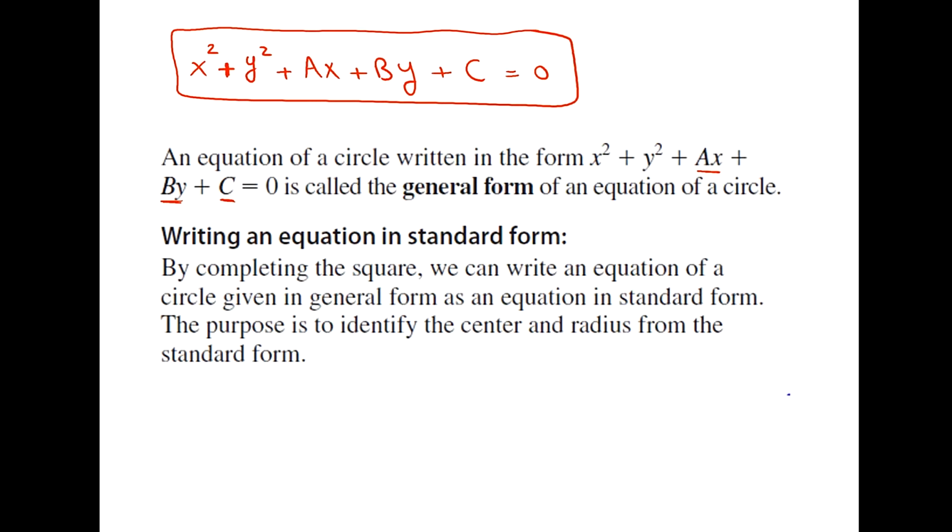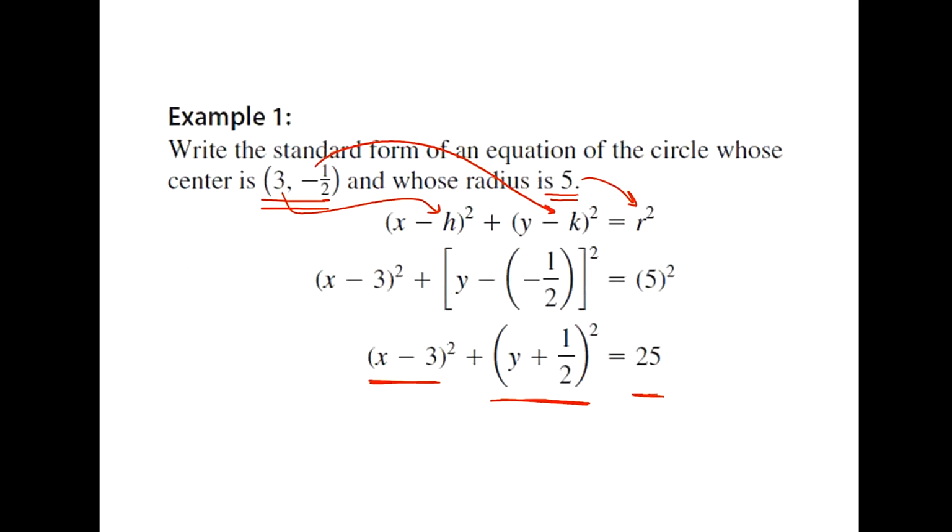Before, this was called the standard form. We have a difference between them. The standard form is x minus h square plus y minus k square equals r square. This is the standard form. Okay?